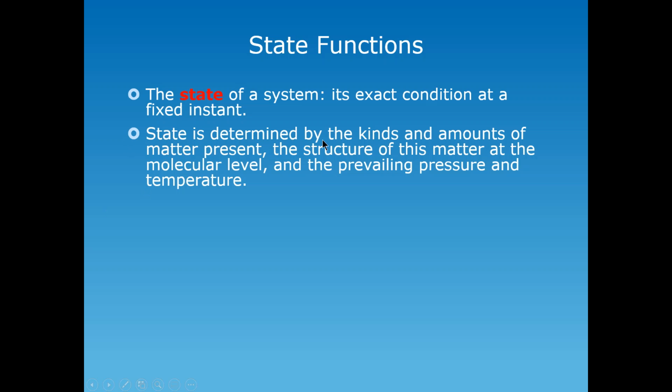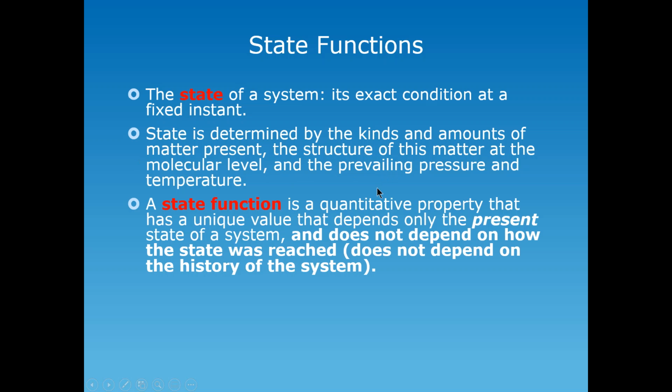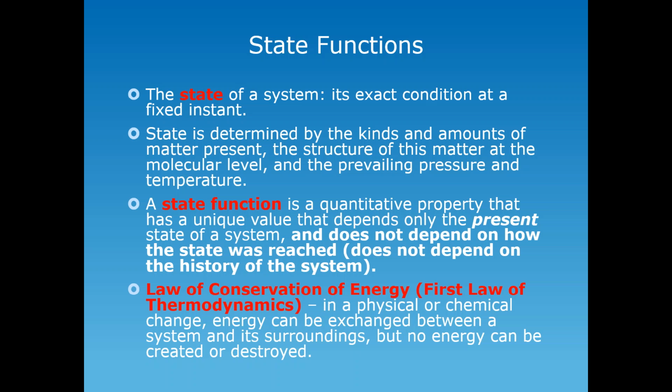Now, the state is determined by the kinds and amounts of matter present, the structure of this matter at the molecular level, and the prevailing pressure and temperature. So these are all the things that will affect the state of a system. And then we get to the state function, the definition of which is given here. It is basically a quantitative property that has a unique value that depends only on the current state of the system and does not depend on how the state has been reached. In other words, it's not dependent on the history of the system.